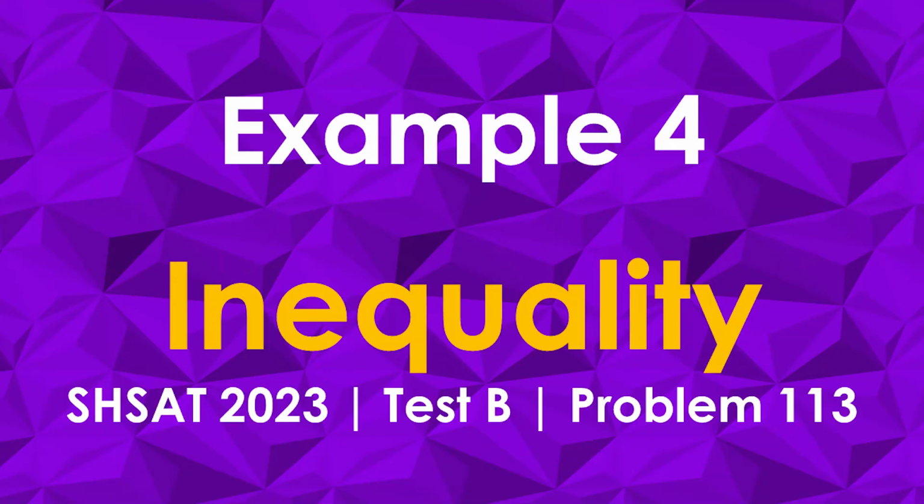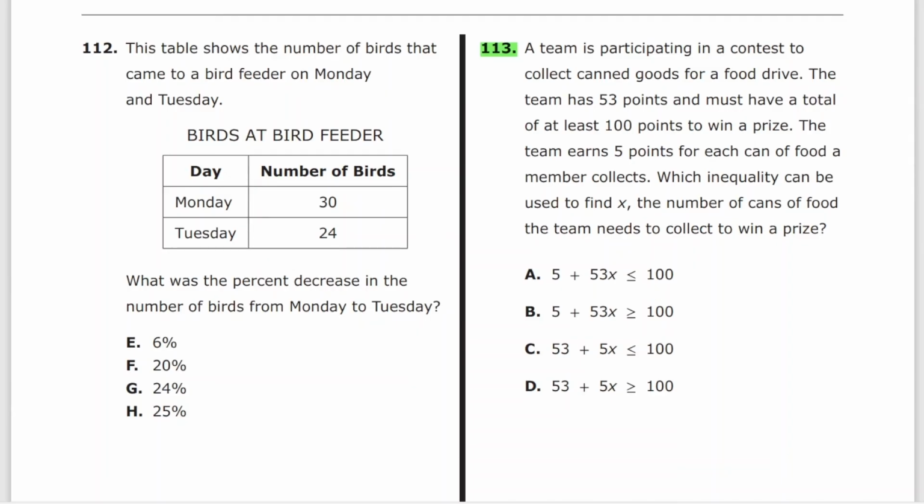Final problem, problem 113 from test B. It's a little bit of a word problem, not pure inequality, but let's just include it here just to show how this could be solved. So a team is participating in a contest to collect canned goods for a food drive. The team has 53 points and must have a total of at least 100 points to win a prize. The team earns 5 points for each can of food a member collects. Which inequality can be used to find x, the number of cans of food the team needs to collect to win a prize?